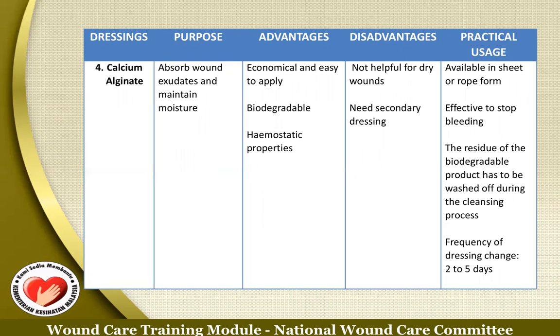Fourth, calcium alginate dressing. It absorbs wound exudate and maintains moisture, is economical and easy to apply, is biodegradable, and has hemostatic properties. It's not helpful for dry wounds and needs a secondary dressing. It is available in sheet or rope form, and is effective to stop bleeding. The residue of the biodegradable product has to be cleansed during the next cleansing process. Usually we change every 2 to 5 days. An example of calcium alginate will be Composite.